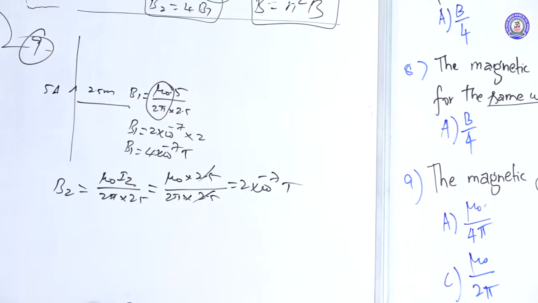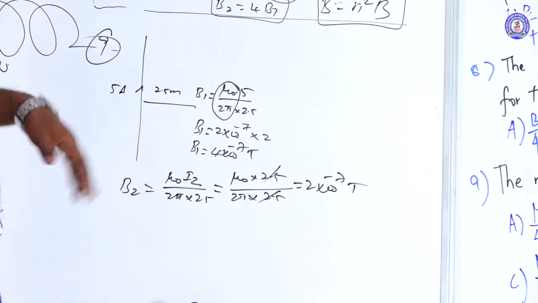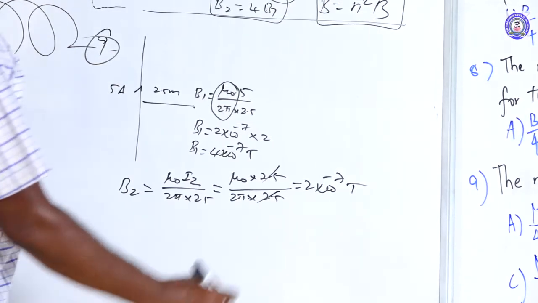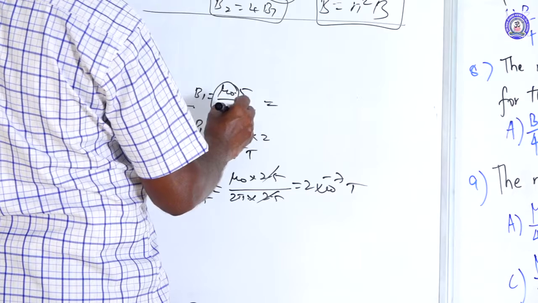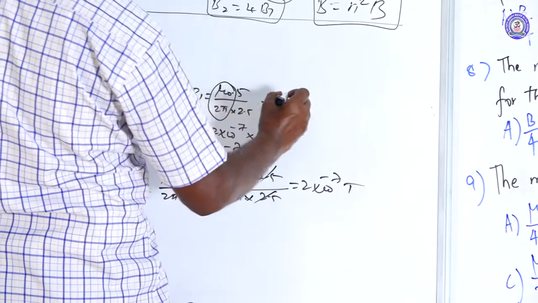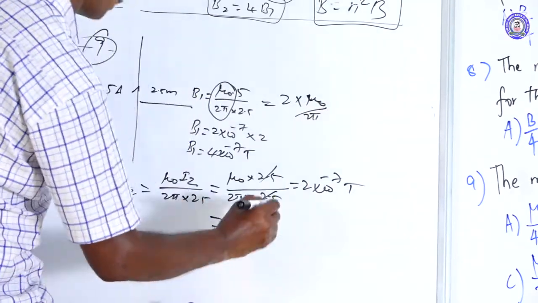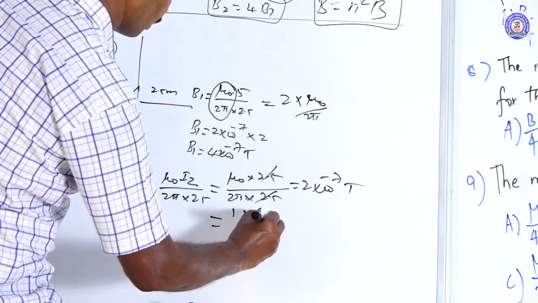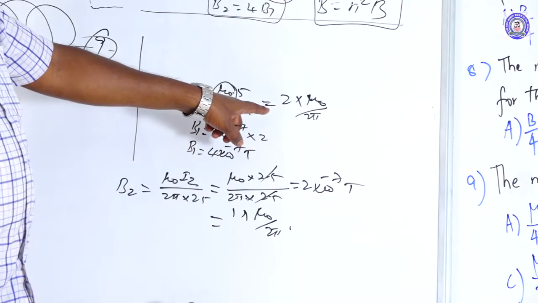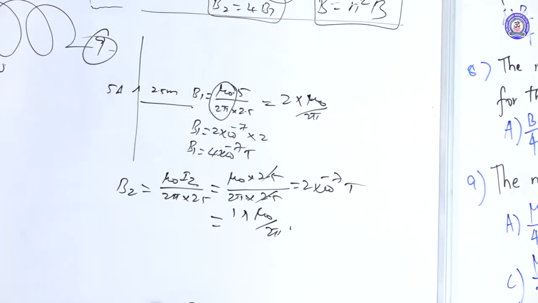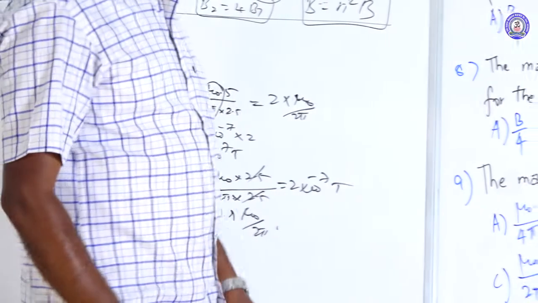But here it is in terms of pi, so the pi should remain there. So the values are: first conductor 2 into mu naught by 2 pi, second conductor 1 into mu naught by 2 pi, since mu naught by 2 pi is common. But the direction we want to find.